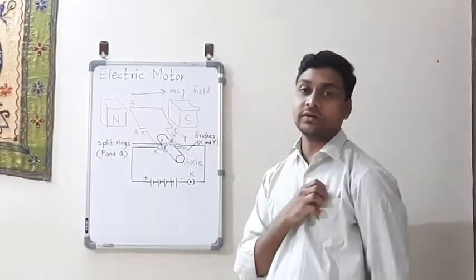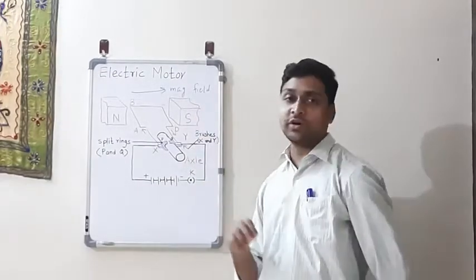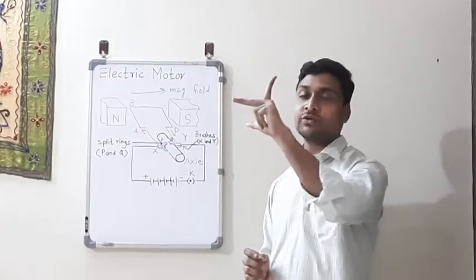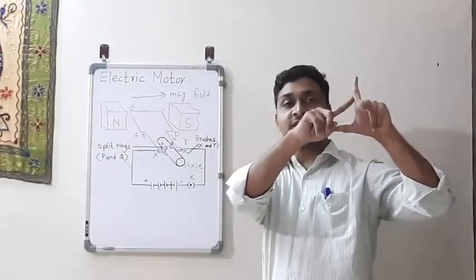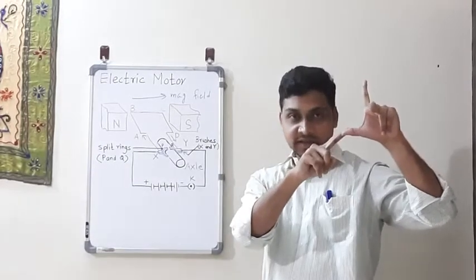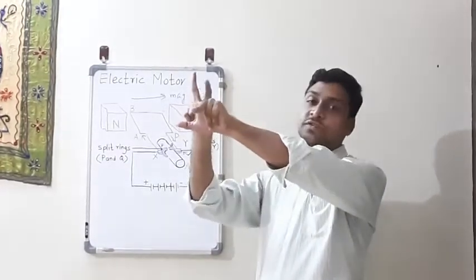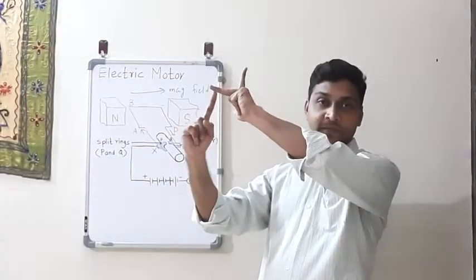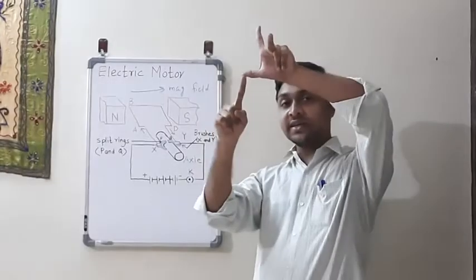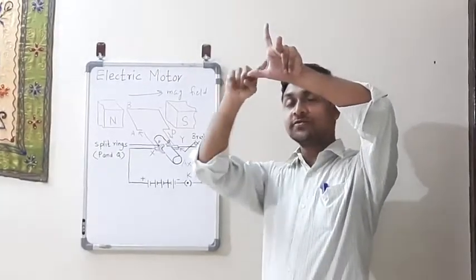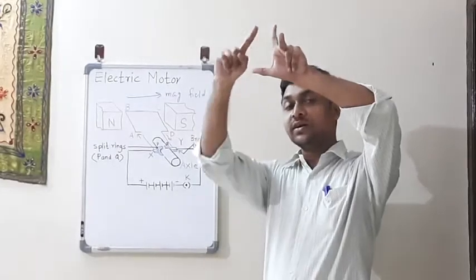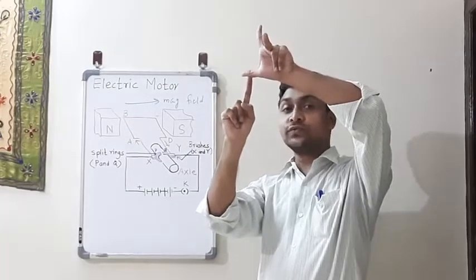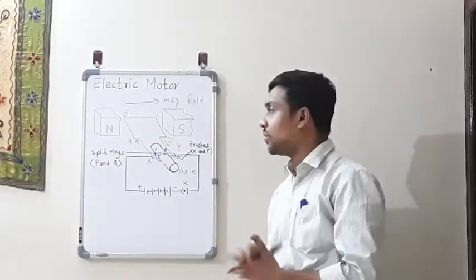Now, to study the working of the electric motor, we should know Fleming's left hand rule. Fleming's left hand rule says that when we stretch our first finger, middle finger and thumb like this, the first finger indicates the direction of the magnetic field, the middle finger indicates the direction of the electric current, and the thumb indicates the direction of force on a conductor. So that we are going to see over here.